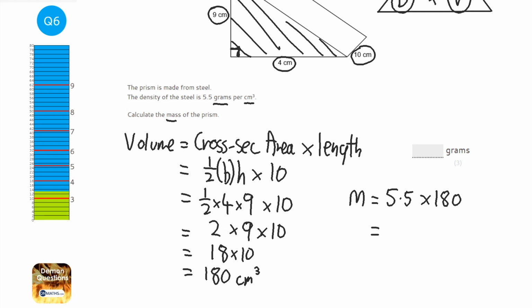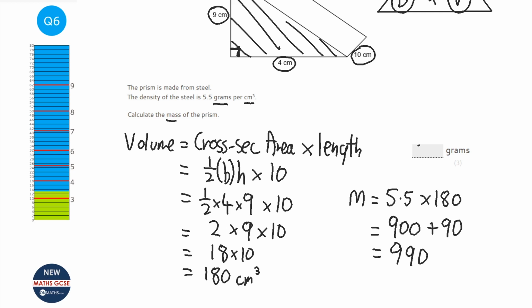Well, I can do 10 times 180, which is 1,800. Then halve it, which is going to be 900. And then half times 180, which is 90. So that's 990. So the answer is 990 grams.